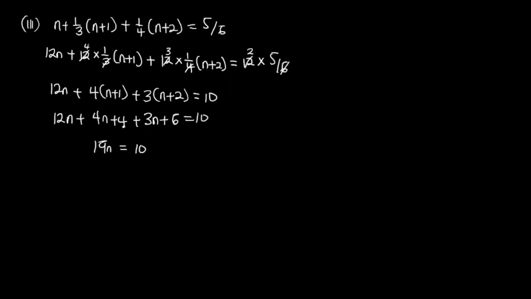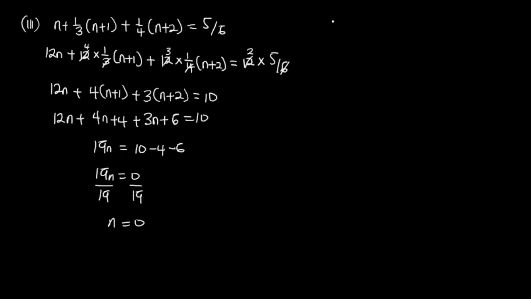Now I can send the 4 and then the 6 over here to the other side of the equal sign. So it becomes minus 4 minus 6. So I have 19n is equal to 10 minus 4 is 6, minus 6 becomes 0. So I divide both sides by 19, and then my final answer n will be equal to 0, because 0 over any number is equal to 0. So the value of n in this example is 0.